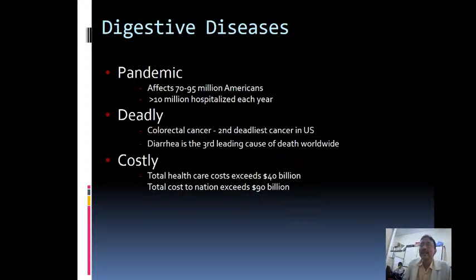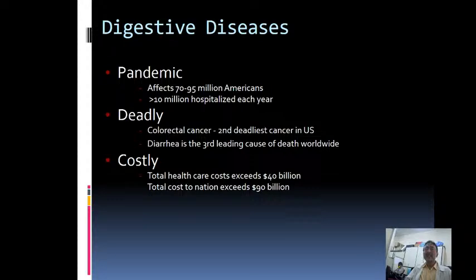A small study or data in the Americans suggests that digestive diseases and diseases related to the GIT are taking the proportion of a pandemic. In fact, it is said that about 70 to 95 million Americans are affected every day, for which more than 10 million patients are hospitalized every year.